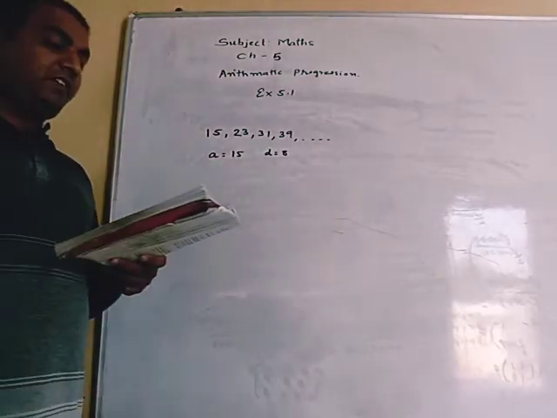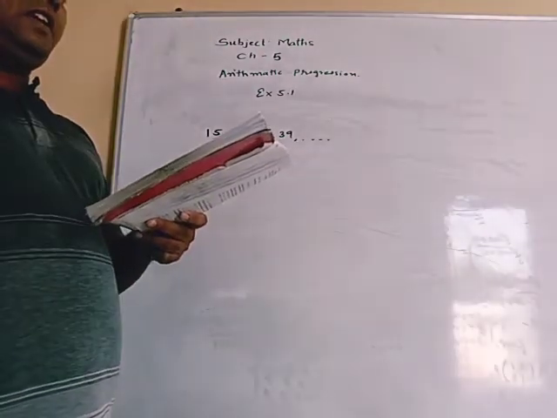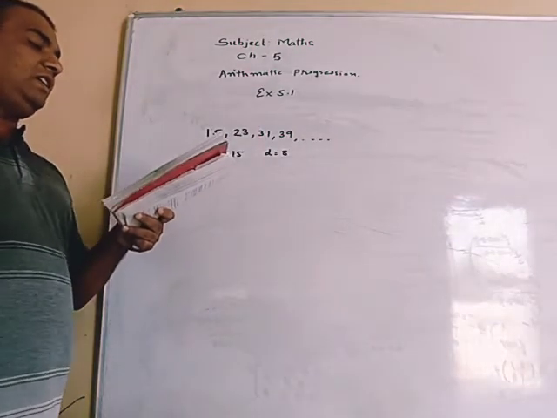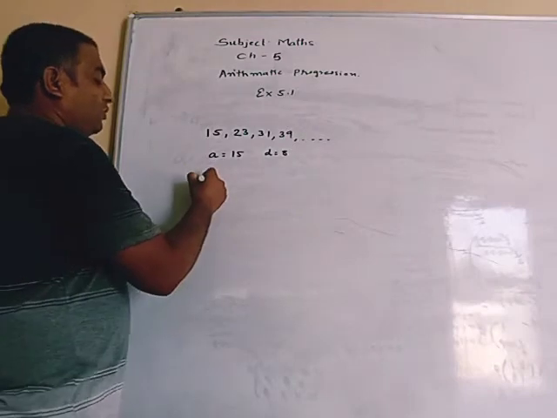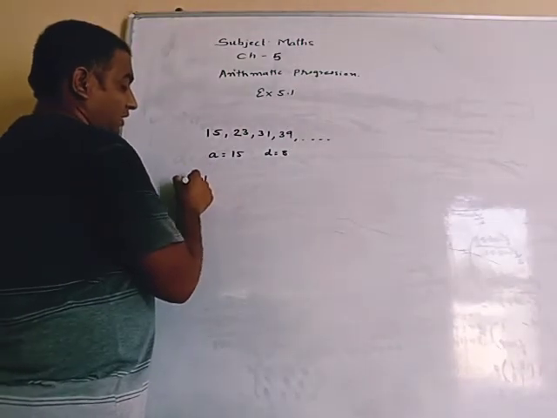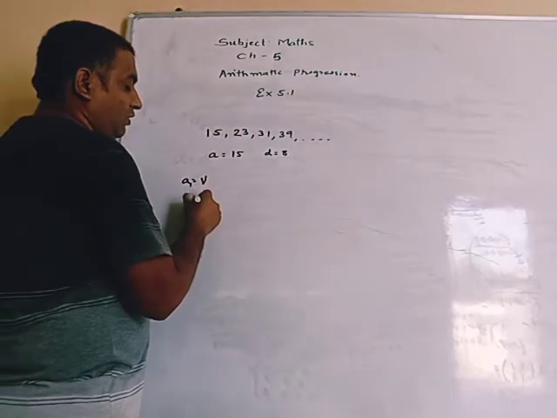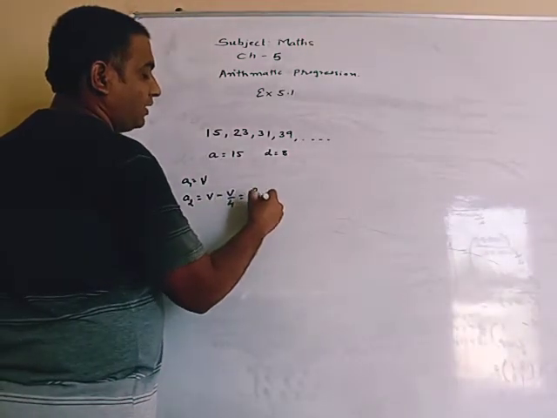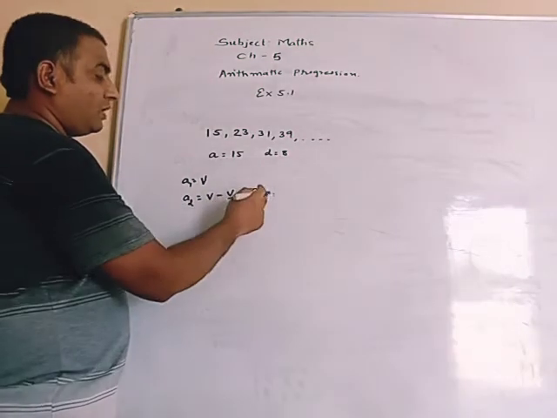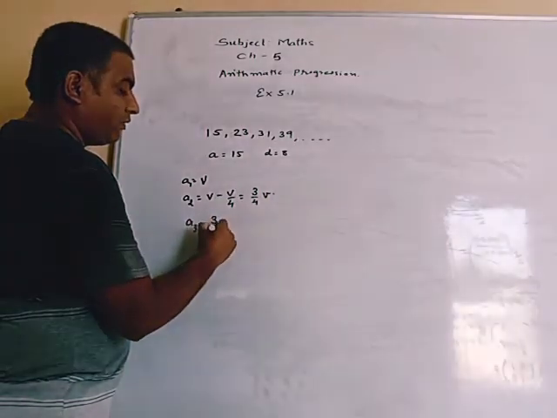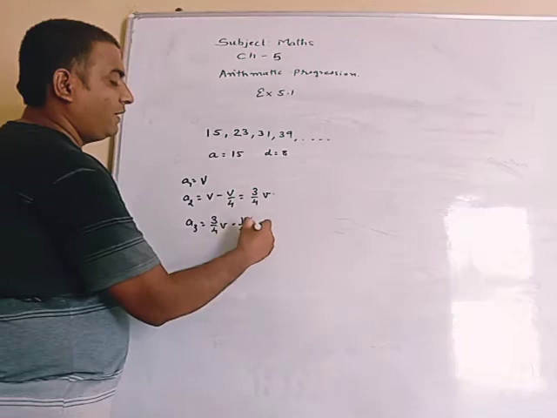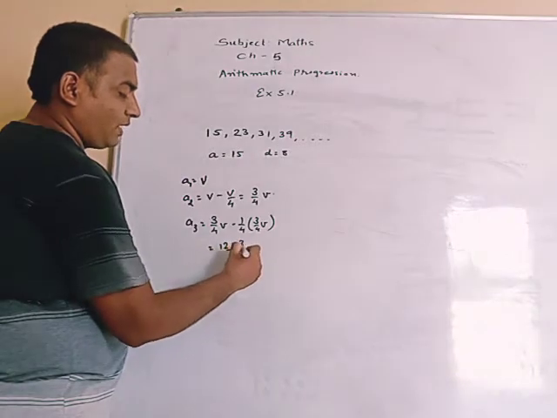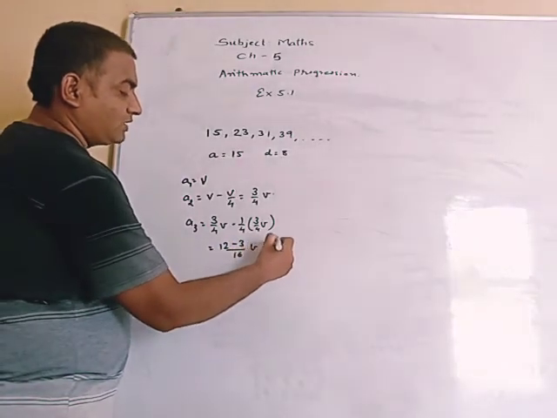Now the second question is given: the amount of air present in the cylinder when a vacuum pump removes 1/4 of the air remaining in the cylinder at a time. So suppose the starting volume is V, then A1 equals V, and for A2 we remove 1/4 part, so V minus V by 4, and we get 3 by 4 V. Now next time 1/4 of the remaining, so from the remaining 3 by 4 V we subtract 1/4 of it. Taking the LCM, 12 minus 3 by 16 V, so it is 9 by 16 V.